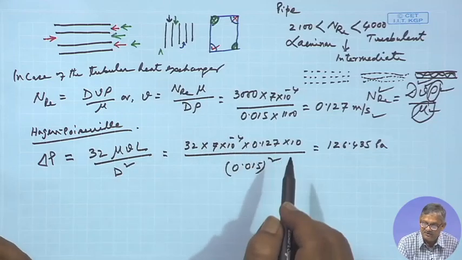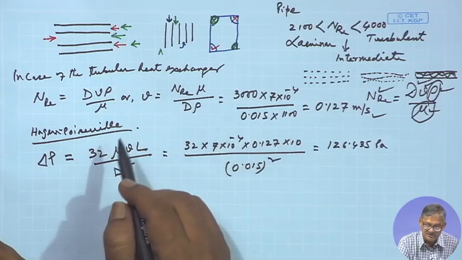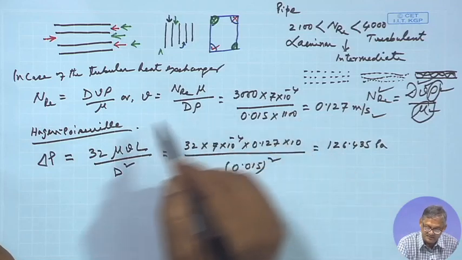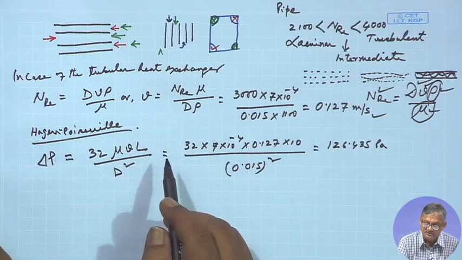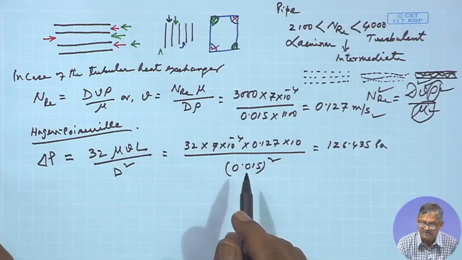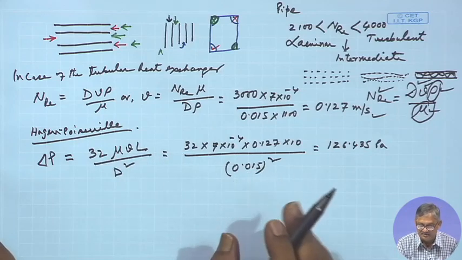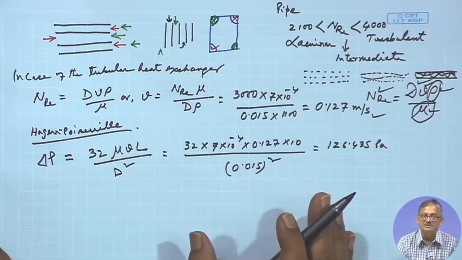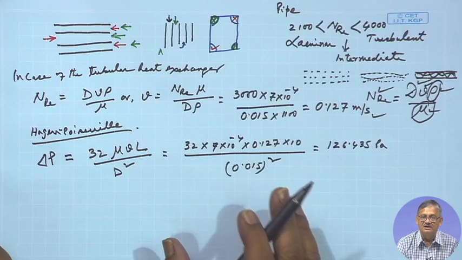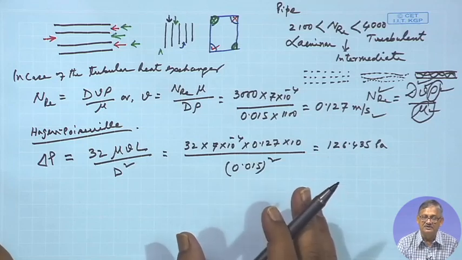whatever the property values have been given, with all other dimensions and all other things the same, you change the property values and see how it is affecting, and you will see that the property values have great influence on both the velocity and the pressure drop, right. The same thing you do for water, it will be altogether different. Okay. So, now let us do the other one.